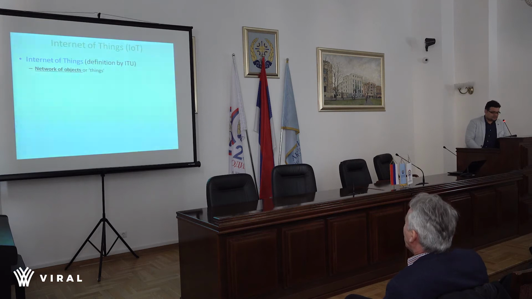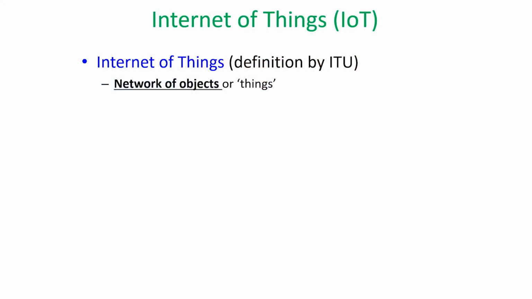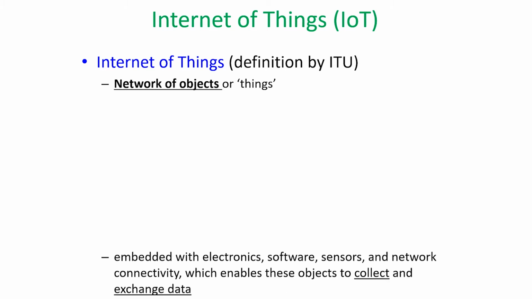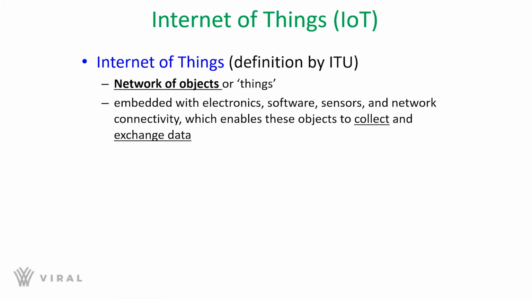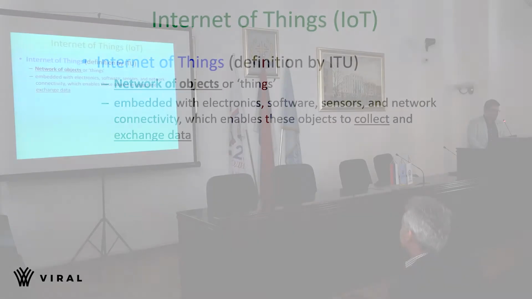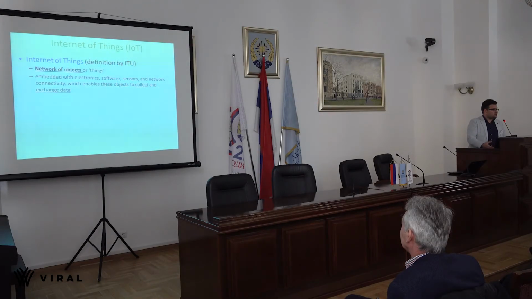So what is Internet of Things? We have defined it. When we say Internet of Things, we mean the network of objects or things which are embedded with electronics, software, sensors, and network connectivity, so we will be able to collect and exchange data. If you think of agriculture, the lands, you can collect a huge amount of data by using Internet of Things technology. After a few slides, I'm going to show some case studies of how people have used Internet of Things.